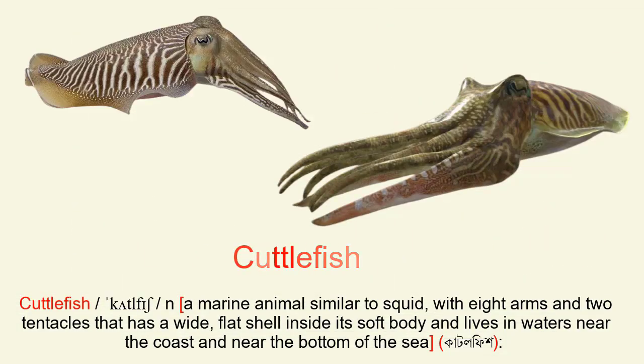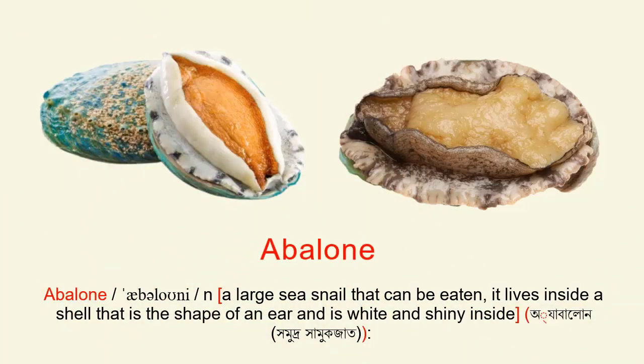Cuttlefish. A marine animal similar to a squid with 8 arms and 2 tentacles that has a wide, flat shell inside its soft body and lives in waters near the coast and near the bottom of the sea. Abalone. A large sea snail that can be eaten. It lives inside a shell that is the shape of an ear and is white and shiny inside.